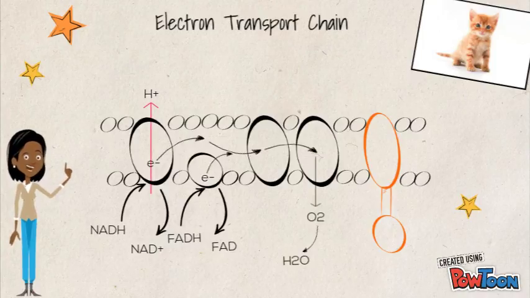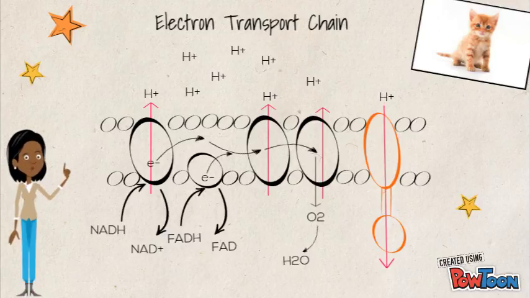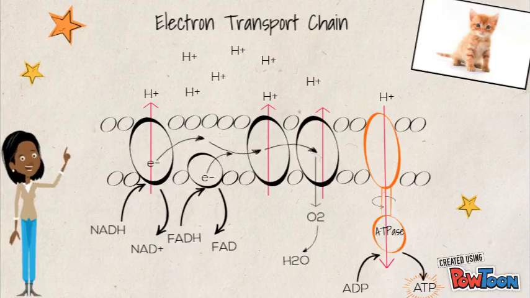As the electrons go through, they pump through hydrogens, which builds a gradient. The high pressure forces them through ATPase, which spins to help make ATP, or energy.